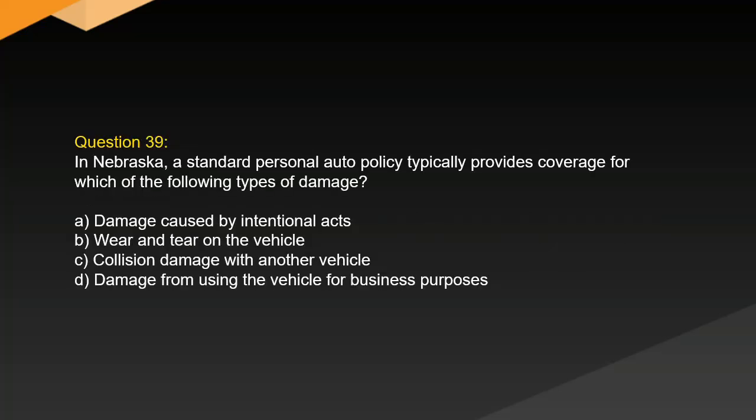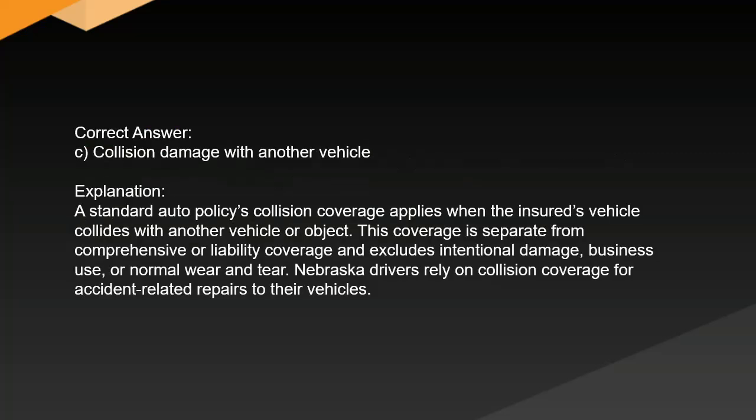Question 39. In Nebraska, a standard personal auto policy typically provides coverage for which of the following types of damage? A. Damage caused by intentional acts. B. Wear and tear on the vehicle. C. Collision damage with another vehicle. D. Damage from using the vehicle for business purposes. Correct answer: C. Collision damage with another vehicle.